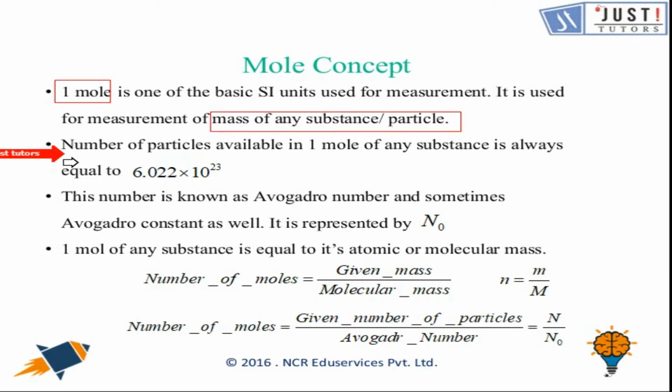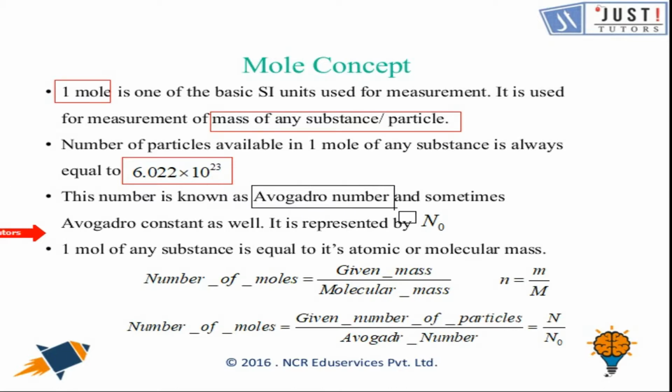The number of particles available in 1 mole of any substance is equal to 6.022 times 10 to the power 23. So that's the fixed amount. So the number of particles available in 1 mole is equal to this. You have to recall it because we are going to use it while finding the mass of different particles, or different atoms or molecules.